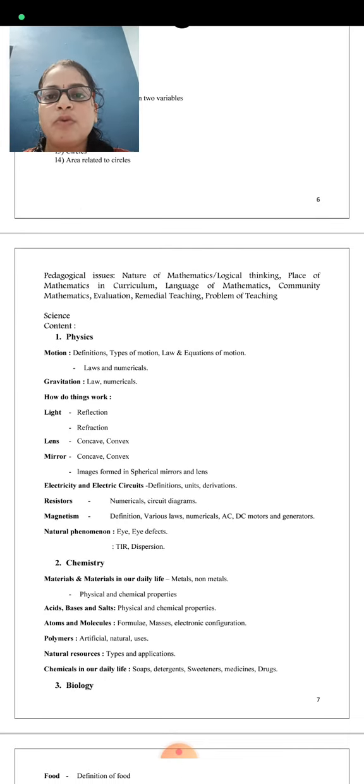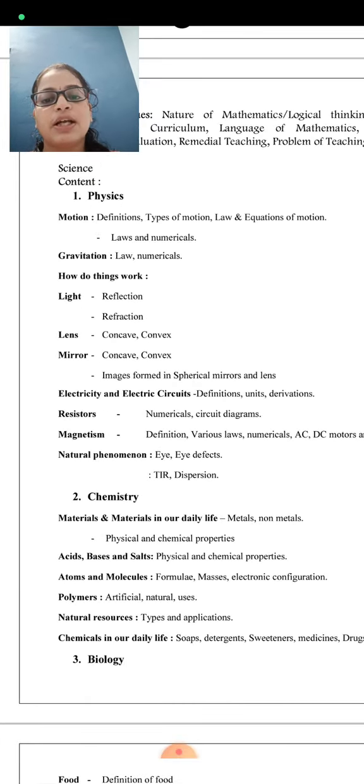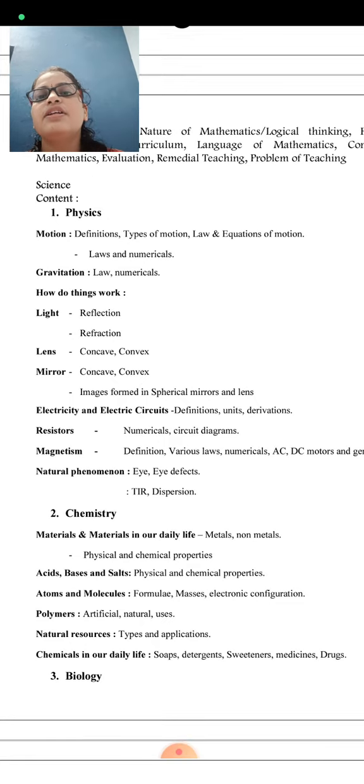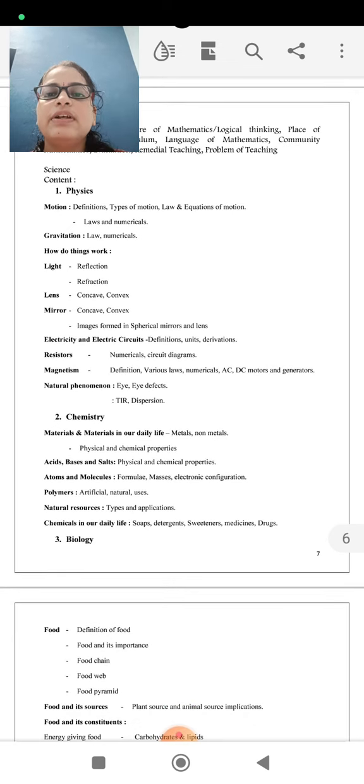And next we'll move on to the science topic. In the science section, we have three parts, that is physics, chemistry and biology. For science also, we have to cover the 6 to 12 textbooks. First we'll move on to physics.